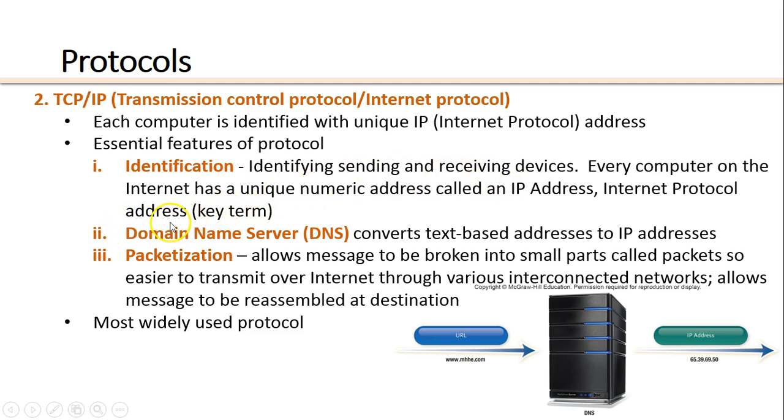The second one is domain name server, DNS. So this is the process of identification, IP address, and then this is the DNS, domain name server, that converts text-based address to IP address. So packetization allows message to be broken into small parts called packets, so easier to transmit over internet through various interconnected networks, allowing message to be reassembled at destination. So TCP/IP is the most widely used protocol.